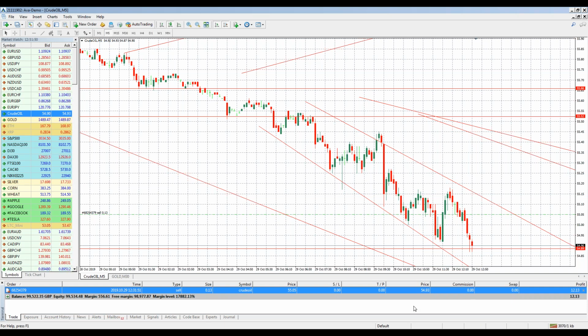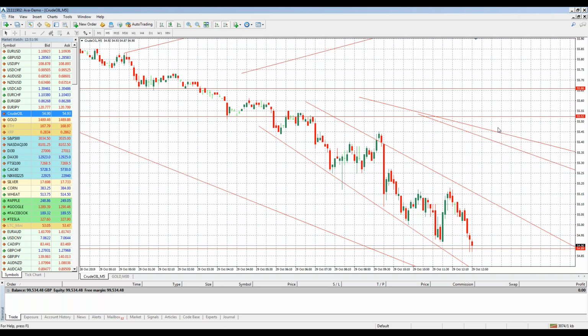I'm going to go ahead and close this sell position. We see the downtrend continued. I'm in profit. Let's close it. As it approaches the support, maybe I close it there in the demo.